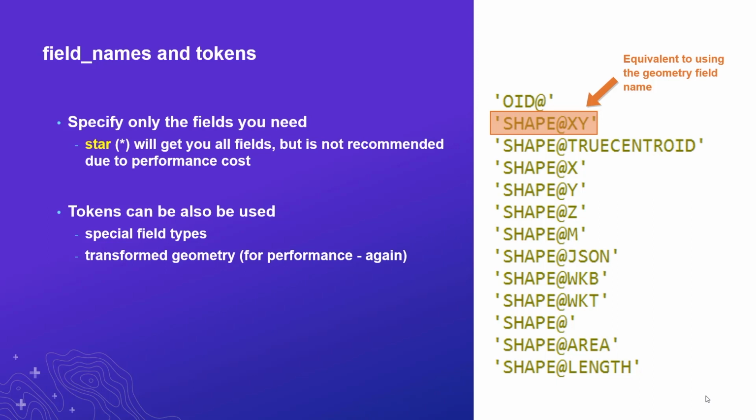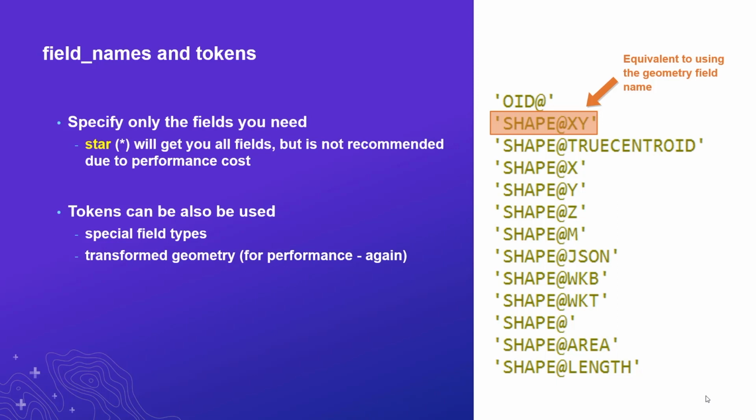Another notable thing to mention here is that there's a set of special tokens that can be used with the field name argument. These are shown on the right. They're easily identified as they each contain the ampersand character. These are useful because they're based on the field type, not the name of the field. For example, OID@ will get the object ID field, no matter what the name of it is, since sometimes it's called FID, OID, or object ID.